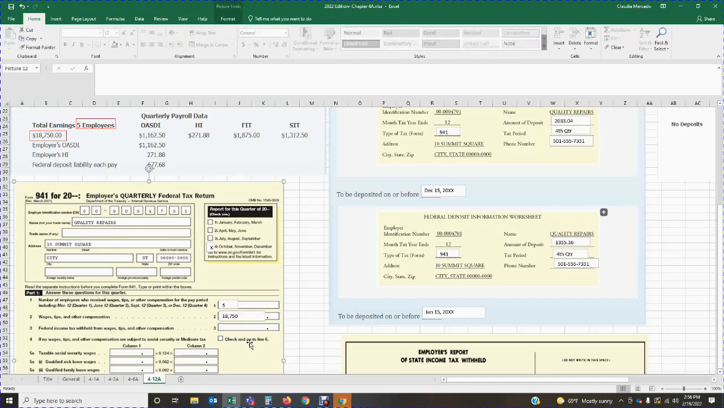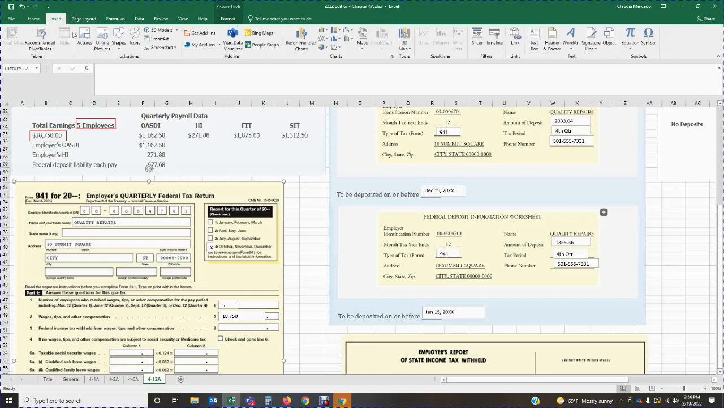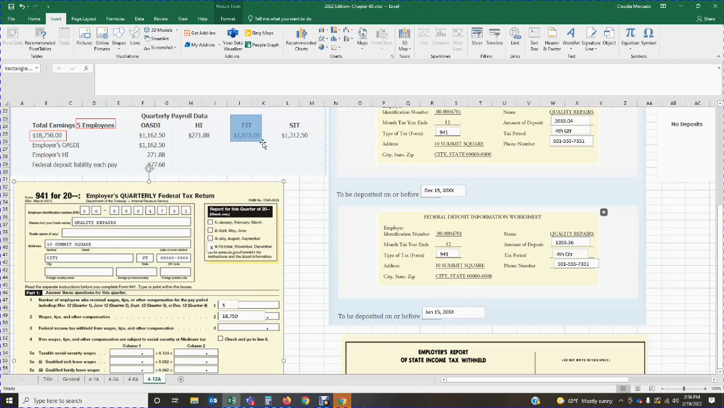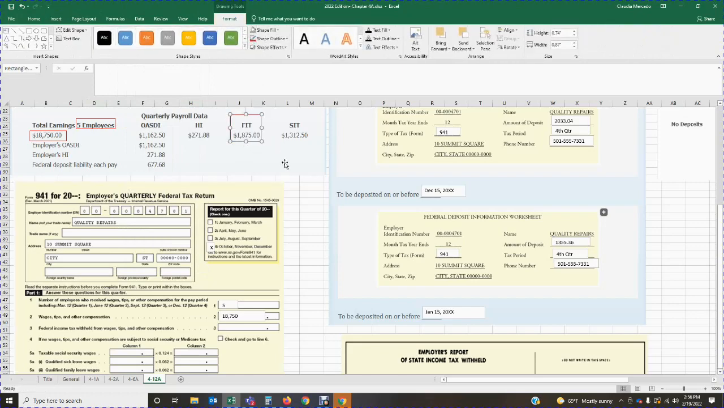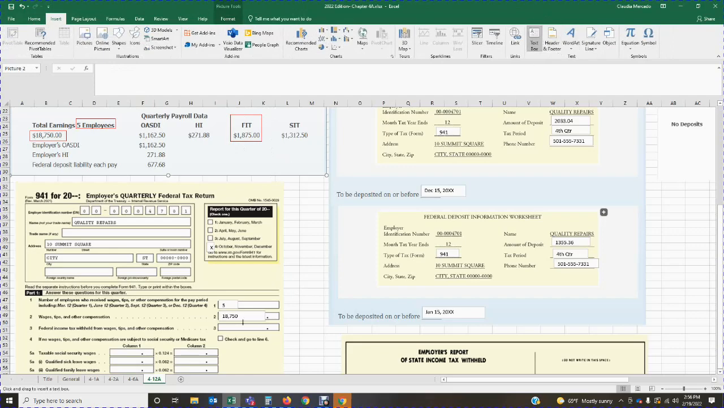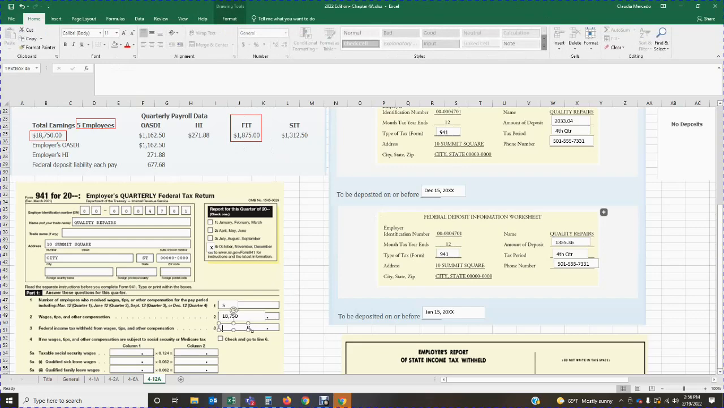Okay. Box number 3, federal income tax withheld from wages. That is also provided in the problem. Federal income tax right there, $18.75. So the amount of income tax is $18.75.